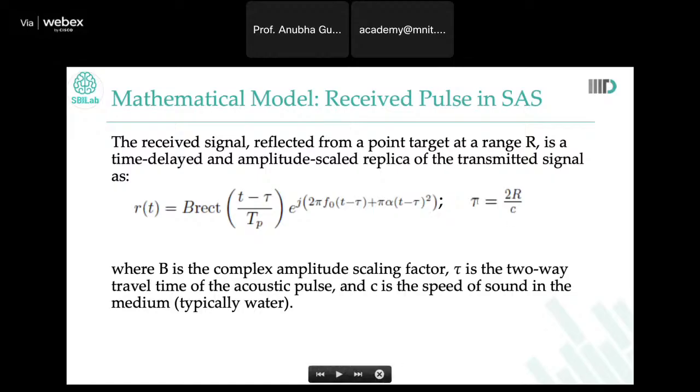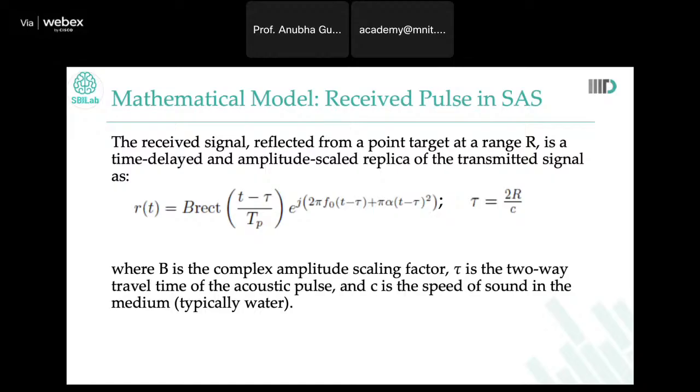So after this much delay, let's say you receive the signal back, and because of some slight attenuation or whatever has happened, your received signal's amplitude is no longer A but is actually B. So B is the complex amplitude scaling factor, tau is the two-way travel time of the acoustic wave, and c is the speed of sound or the acoustic waves in that particular medium, typically water. Basically the profiling of the sea water is also done, in the sea area wherever you want to use your sonar system.